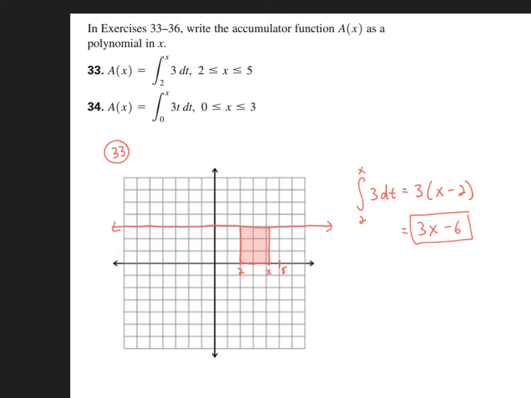Okay, so for any value of x that you plug in here, you'll get the area of this rectangle that's formed. Wait, did I make a mistake? Oh, yeah. No, that's right. Okay. Yeah, as long as x is greater than 2, this will work. Okay, and okay, yeah, so I'll let y'all try the other one.